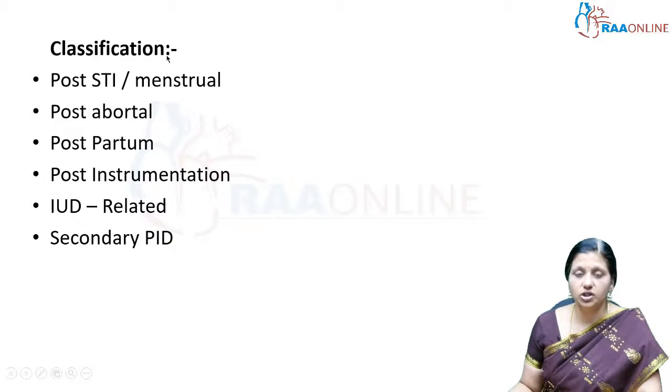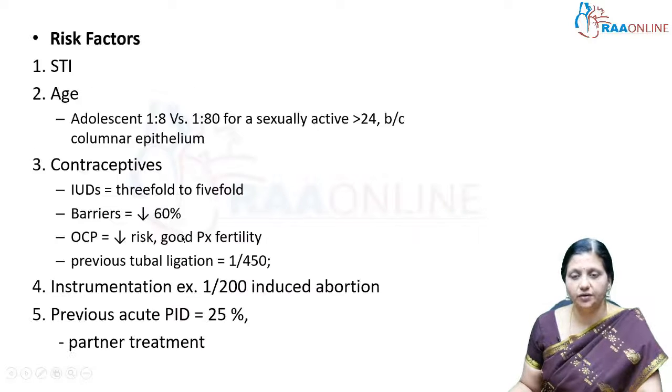The classification of pelvic inflammatory disease can also be done as after sexually transmitted infection, that is post STI, after abortion, post-abortal PID, after delivery, postpartum PID, post instrumentation after D and C procedures, post intrauterine devices like copper T, or it can be a secondary pelvic inflammatory disease, secondary to an abdominal infection or peritonitis.